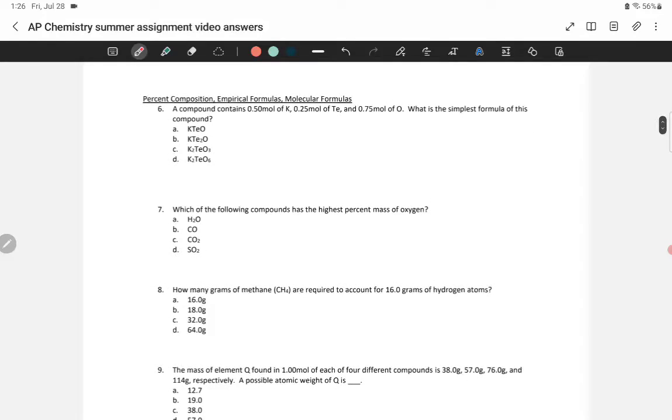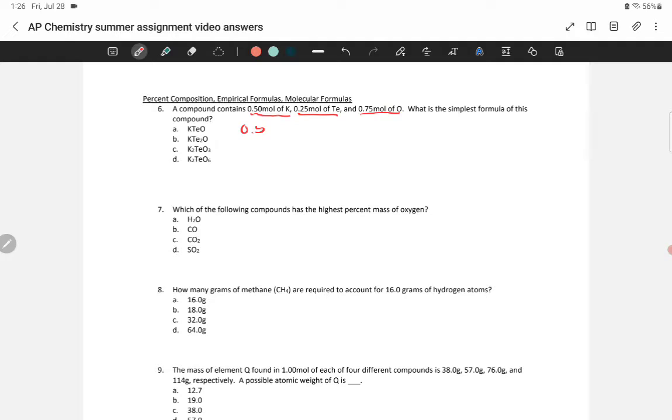Okay, percent composition, empirical formulas, and molecular formulas. We have amounts of 3 different compounds. If these weren't in moles, we would have to convert them to moles. And the trick with this one is you convert them to moles first, which they're already in moles. Then you divide them all by the smallest amount, and hopefully those are all whole numbers. If they're not whole numbers, you multiply until you get whole numbers, or very, very close to whole numbers.